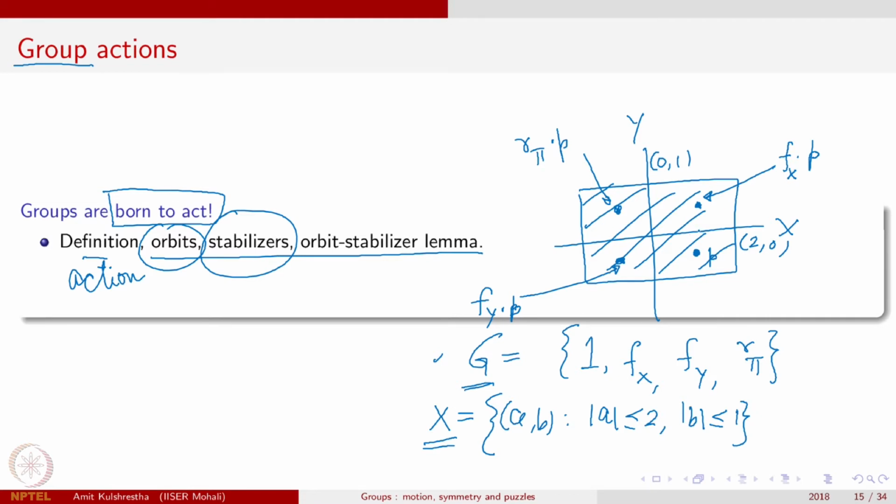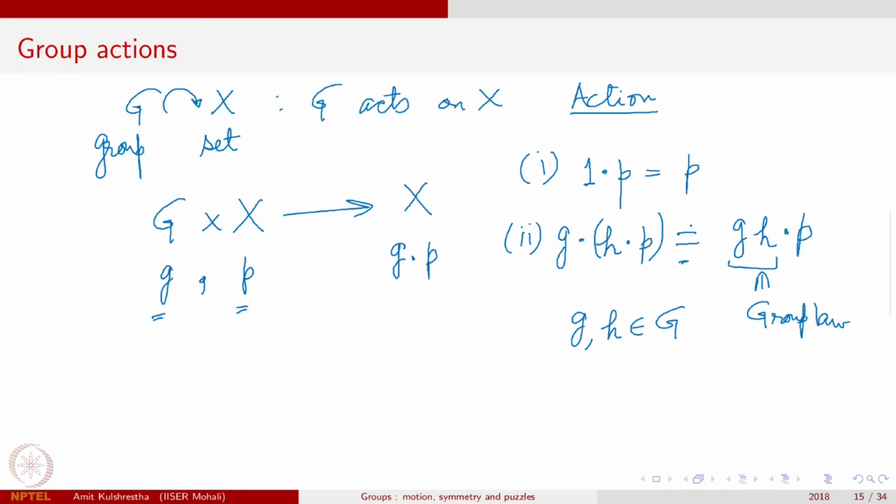What if the point P were here on the x axis itself? If that were the case, then under the action of Fy, it would go to this point, but under the action of Fx, it will remain here, and under the action of R pi, it will again go here. So, the point here is going to have 2 elements in its orbit. Okay. So, what is orbit? I will just write here.